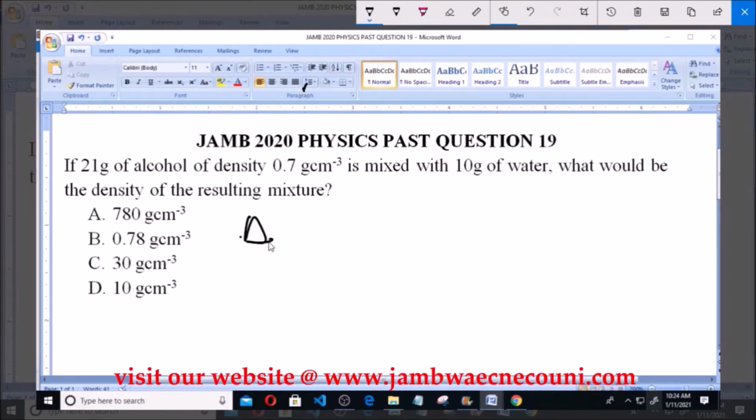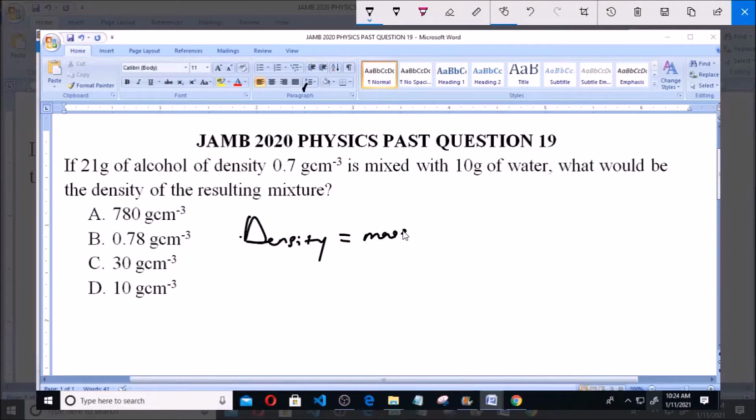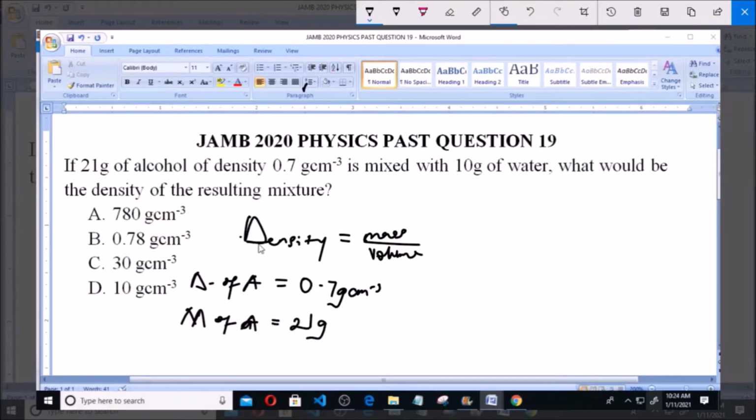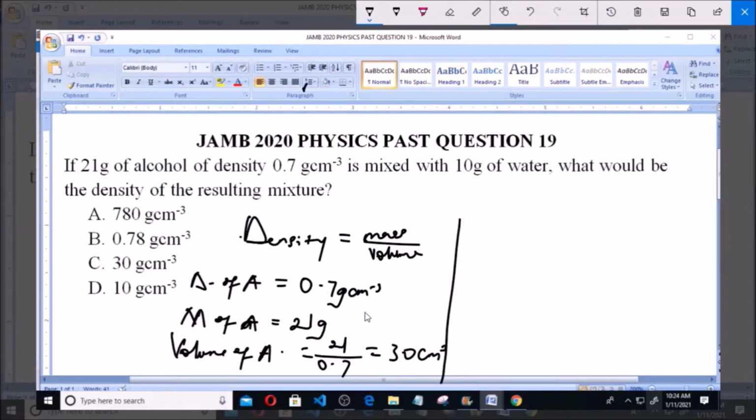Now we know that density is given as mass all over volume. Now the density of alcohol is given to us as 0.7 gram per cm cube. Then the mass of alcohol is equals to 21 gram. So now we can get the volume of alcohol, since we know that density is equals to mass over volume. So volume will be equals to mass over density, and so the volume of alcohol will be equals to the mass, which is 21 all over density, and that is 0.7, and that will give us 30 centimeter cube. So the volume of alcohol in the mixture is 30 cm cube.